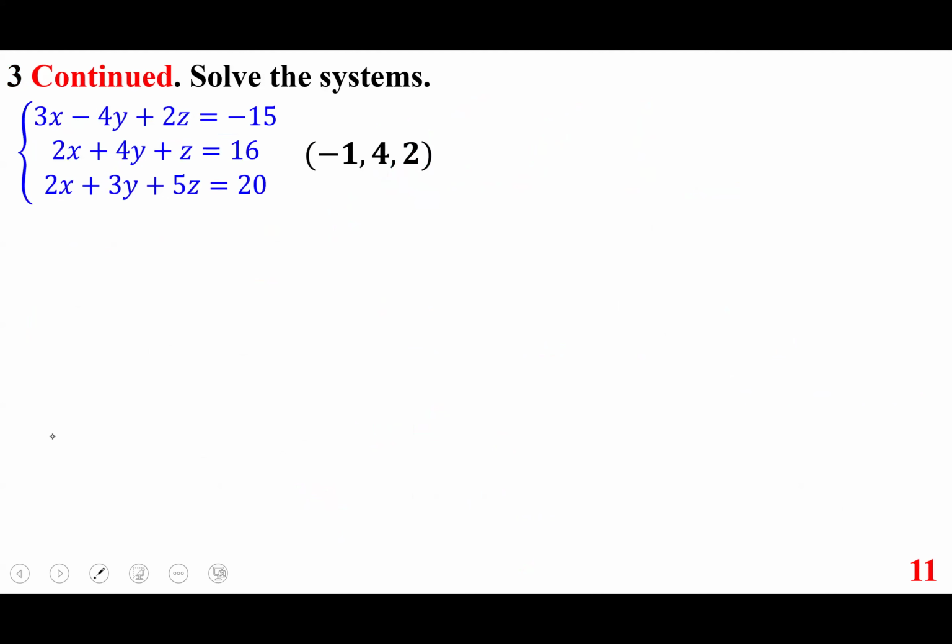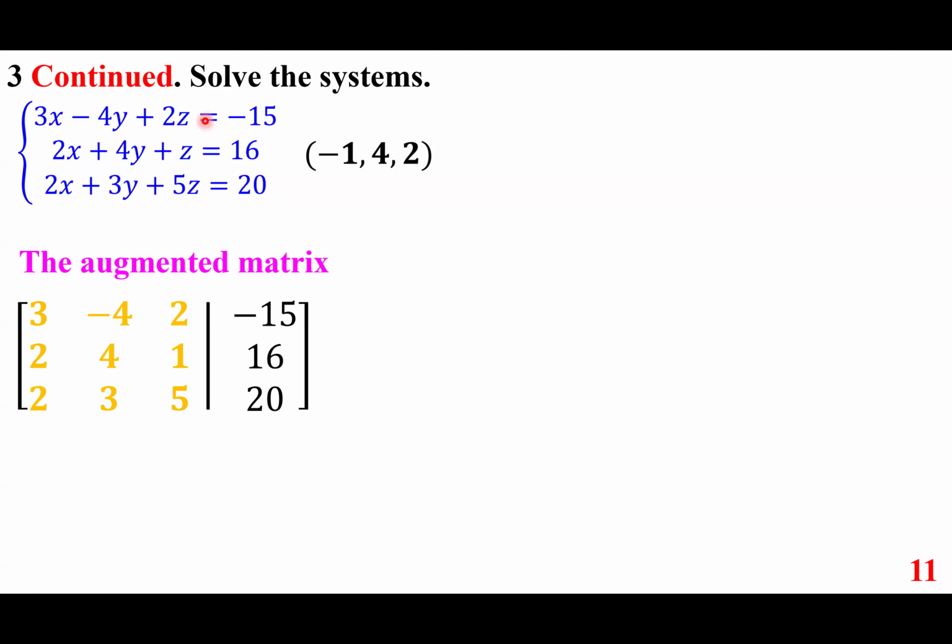Let's look at the same question. We already have the answer. Let's write the augmented matrix. Again, we want to use matrices. So 3, negative 4, 2, negative 15. 2, 4, 1, 16. 2, 3, 5, 20. In other words, write exactly the same thing without the variables. That's all. It's very simple.